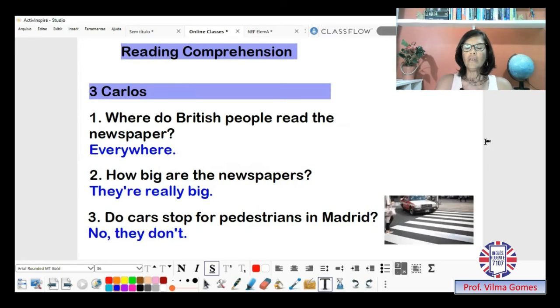Here, Carlos, right? So in Carlos' opinion, British people read the newspaper everywhere. Remember? On the train, on the buses, at the bus stop too, right? And the newspapers in Britain are really big, okay? Another interesting thing, in Carlos' opinion, that he thought was incredible, is that cars stop at pedestrians. Yeah? So when pedestrians stand at the zebra crossing, cars stop. And in Madrid, do the cars stop? They don't. Cars don't stop for pedestrians in Madrid. Not when they stand at the zebra crossing. Obviously, they stop at traffic lights, right?